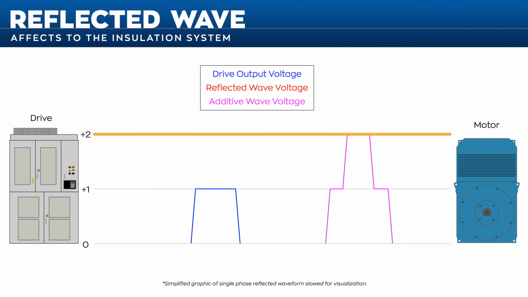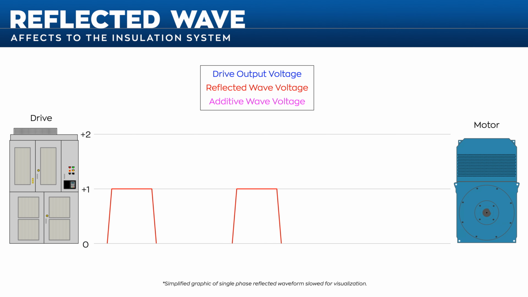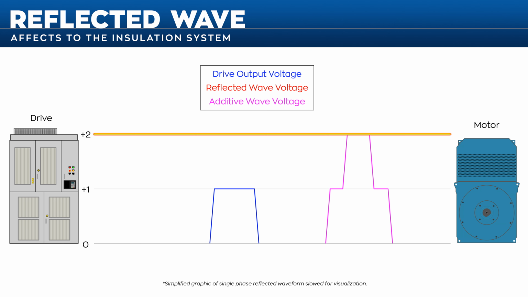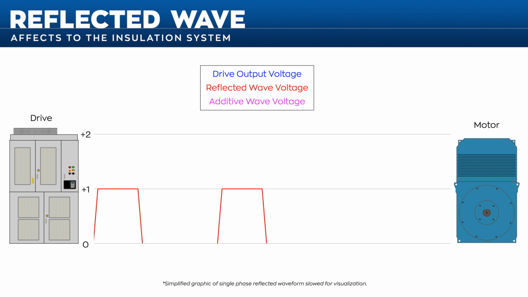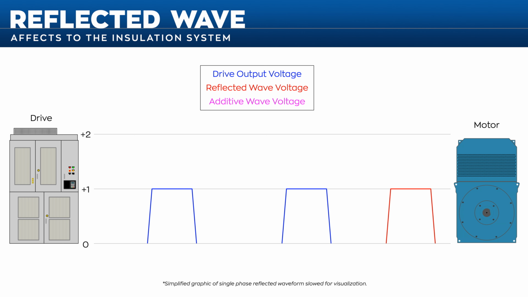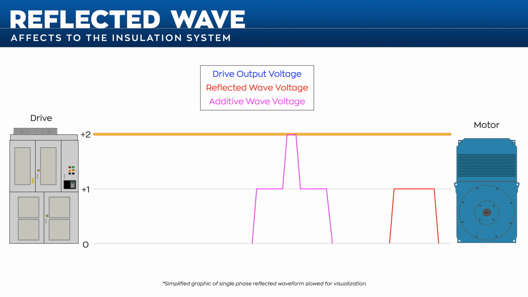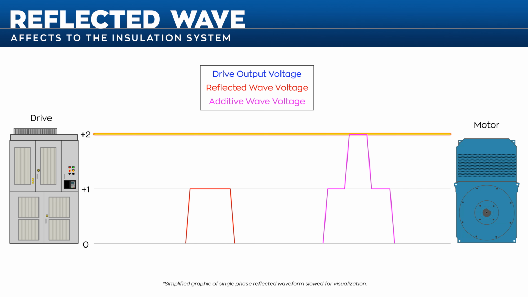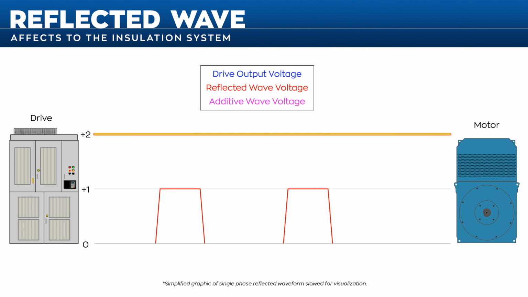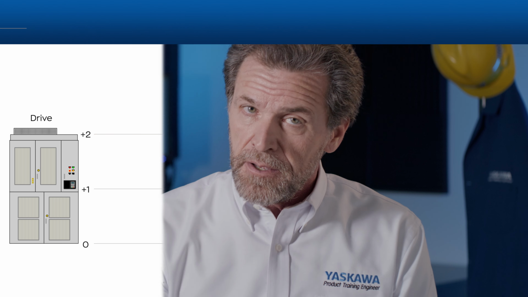Reflected wave phenomena can occur when the individual switched pulses from the IGBTs are reflected back on the line from the motor impedance. As the first pulse is reflected back, the potential can sum with the next incoming pulse, exposing the insulation system to as much as twice the bus voltage. Repeated exposure to high voltages will break down conductor and motor insulation, causing premature failure.